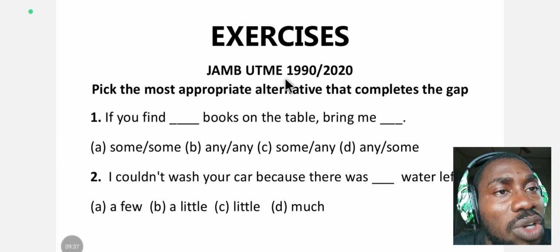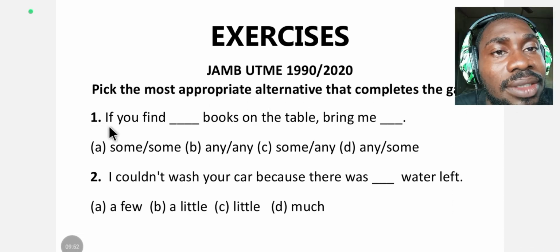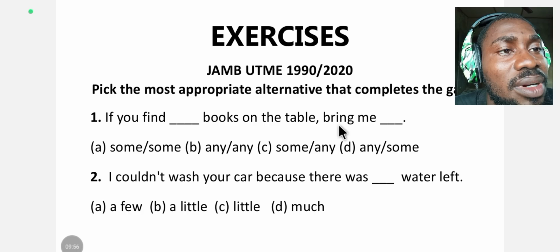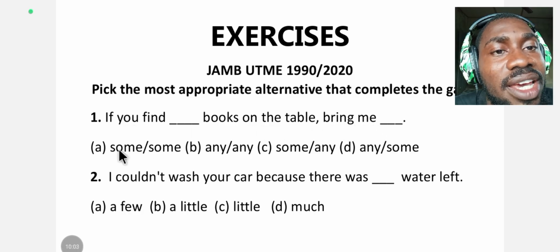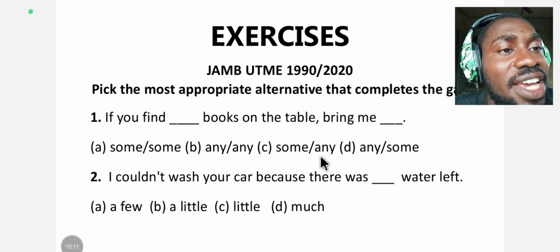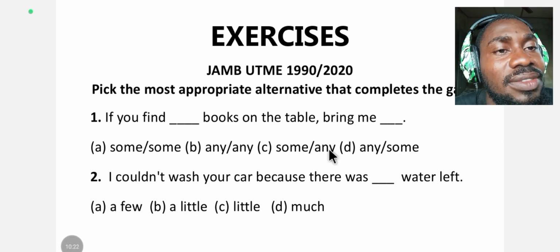These questions were brought from JAMB UTME 1990 to 2020. The instruction says, pick the most appropriate alternative that completes the gap. Number 1, if you find dash books on the table, bring me dash. A, some/some. B, any/any. C, some/any. D, any/some. What's your answer? You answered right. The correct option is C, some/any. If you find some books on the table, bring me any.